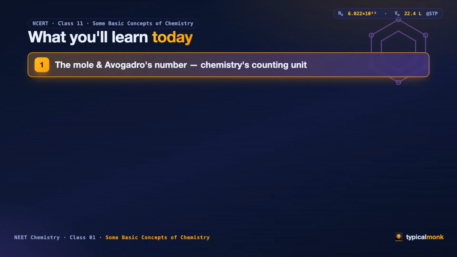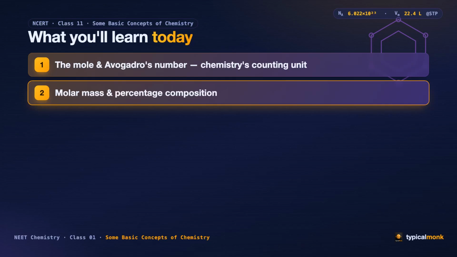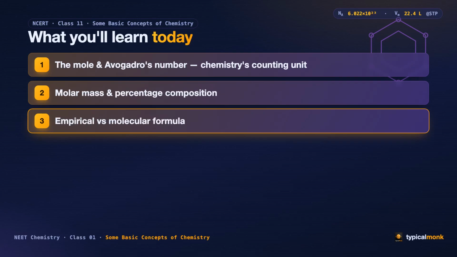So what will you carry home from today's class? First, the mole itself and Avogadro's number, chemistry's own counting unit. The idea every other calculation stands on. Second, molar mass and percentage composition. How much a mole weighs and how much of a compound is which element. Third, the difference between the empirical formula and the molecular formula, the simplest ratio versus the real molecule.